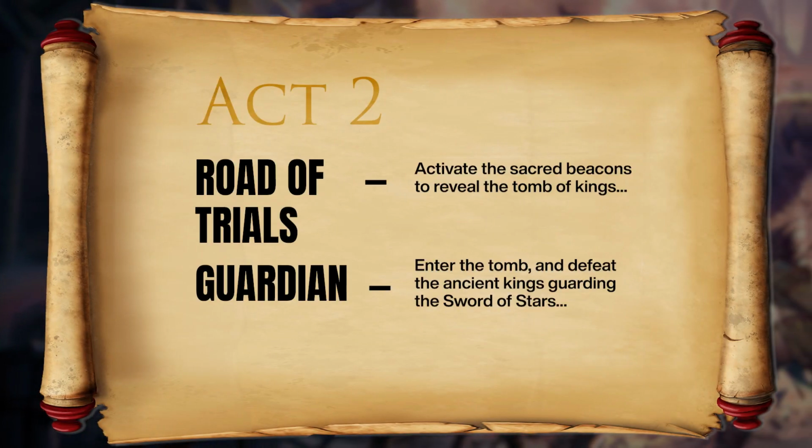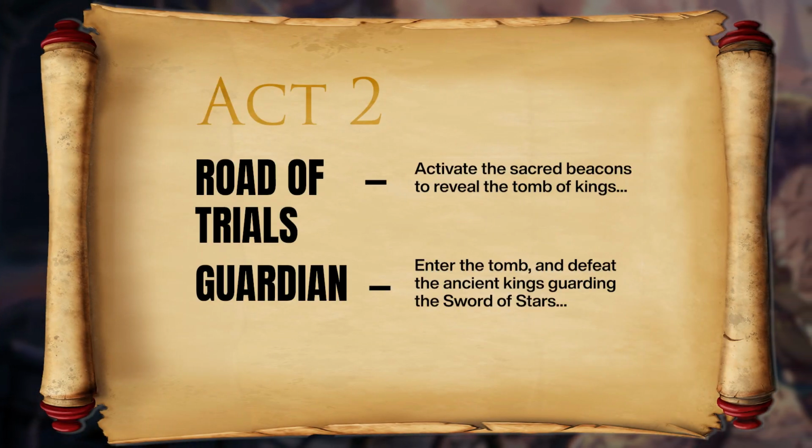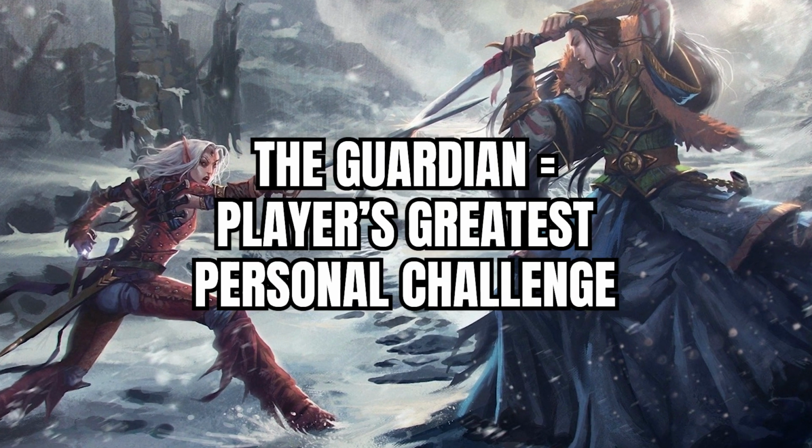And it's this milestone that really puts them to the test. For our Guardian Milestone, we can say something like this. The heroes must enter the tomb and defeat the ancient kings guarding the Sword of Stars. Now, the Guardian does not have to be an NPC of sorts. In essence, it can be any kind of barrier that prevents the players from reaching their goal. It can be a series of tests, like in Harry Potter. It can be confronting an enemy or discovering an unknown truth. Whatever you choose, it has to test your players.